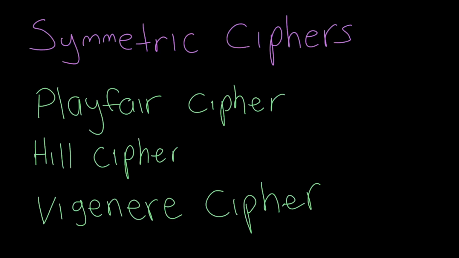In the last video, we talked about the symmetric cipher model, and we discussed the Caesar cipher and the monoalphabetic cipher. In this video, we'll talk about some more symmetric substitution ciphers. And that includes the Playfair cipher, the Hill cipher, and I always get this word wrong, the Vigenère Cipher. I think that's how you say it.